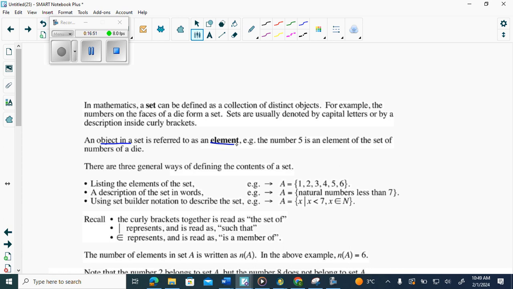So if I wanted to list the elements of a set, say set A was the numbers on a die. So set A is the numbers on a die, 6-sided dice or die.